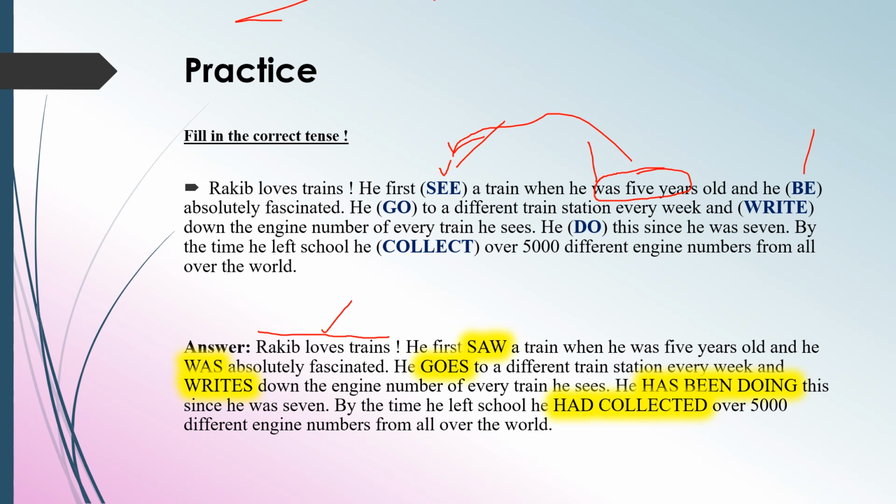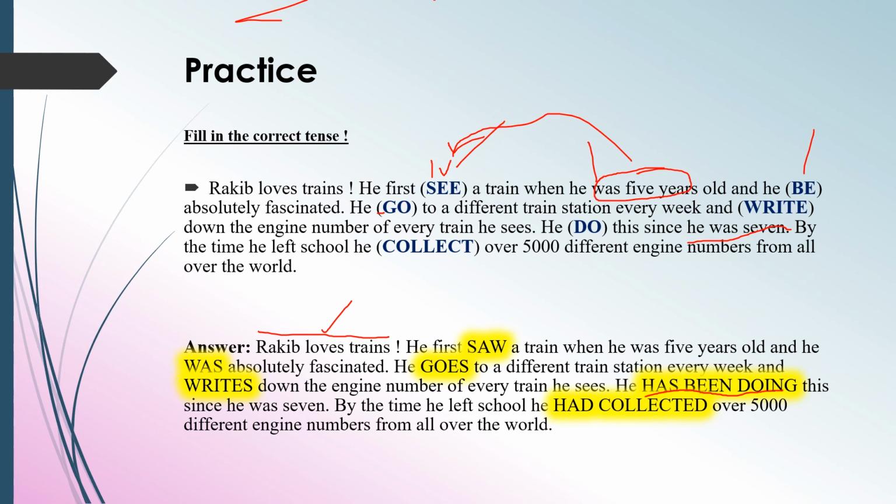He has been doing this since he was 7. So we are talking about an action, and when he was 7, that means he's still doing that in the present form, you know that, and it started before. So we are talking about an action which started in the past but is still running. So that is why we have written he has been doing this since he was 7.